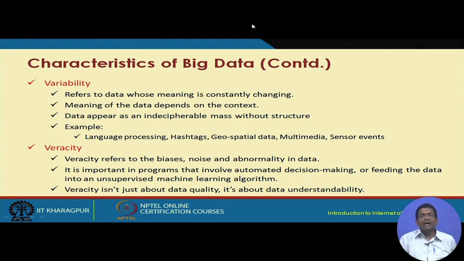Veracity refers to the biases, noise, abnormality that exists in the data. So, the IoT data that is typically generated is highly veracious. It is important in programs that involve automated decision making or feeding the data into an unsupervised machine learning algorithm. Veracity is not just about data quality, it is also about understanding the data.